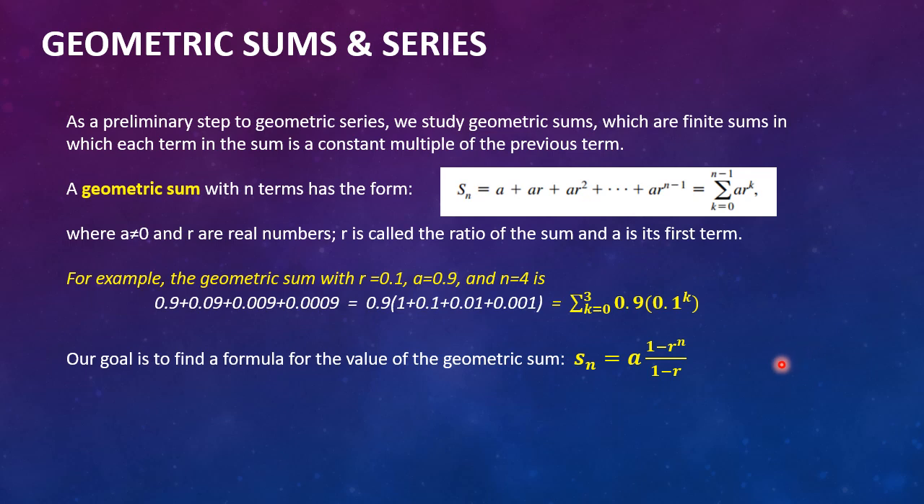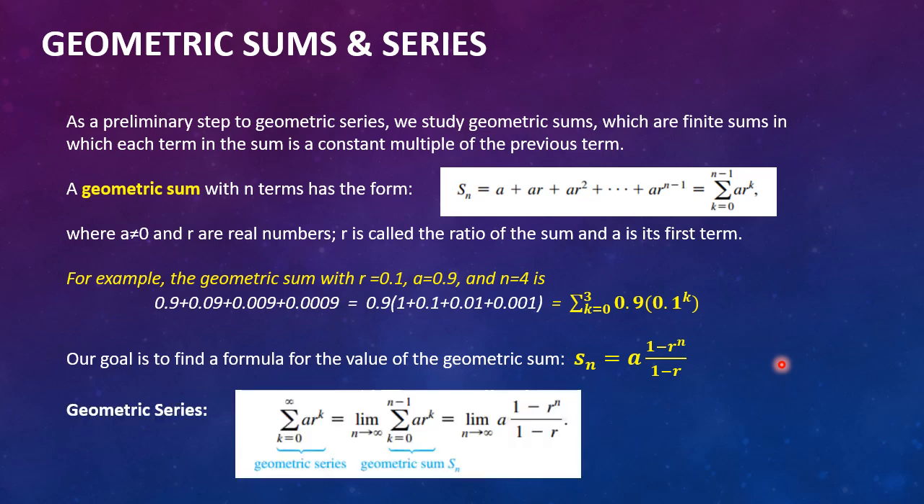So when we take the geometric sum, it's a short leap to the geometric series. Remember, the geometric series is an infinite series, so all we do is apply the limit as n goes to infinity of the geometric sum. Okay? So our geometric series is the sum from k equals 0 to infinity of a r to the k. So this is the limit as n goes to infinity of the sum from k equals 0 to n minus 1.